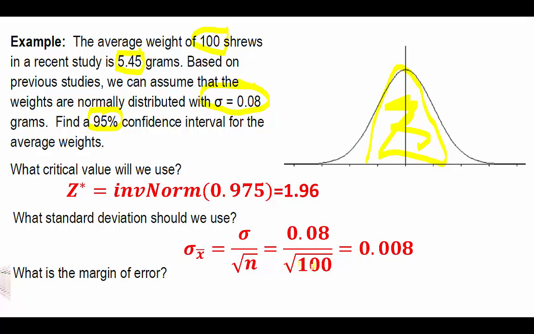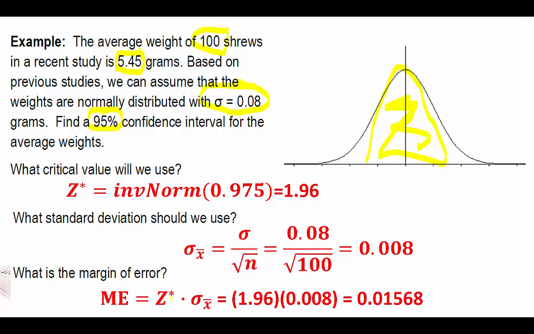See, the n is 100. It comes from up here, 100 shrews. 0.08 comes from the sigma they gave me here. So for my margin of error, I'm going to use the formula that we just did, which is a critical value times standard deviation. So 1.96 times 0.008 is 0.01568. Pretty big. I mean, well, pretty small, but a lot of digits.